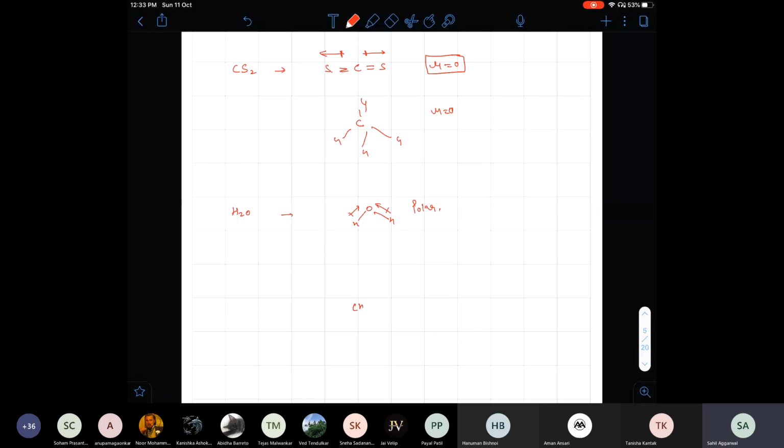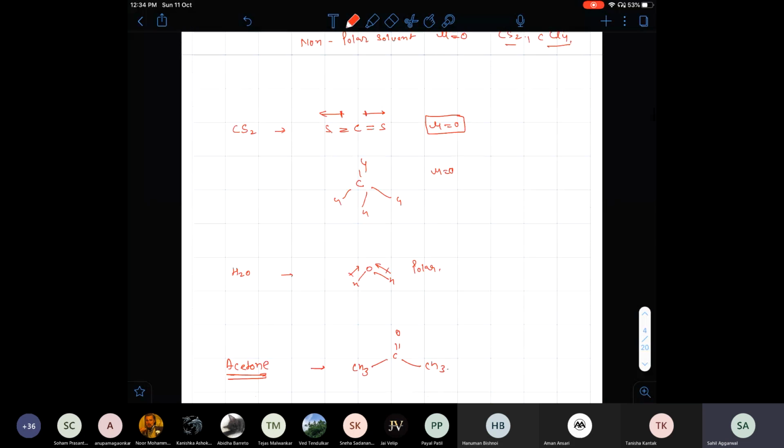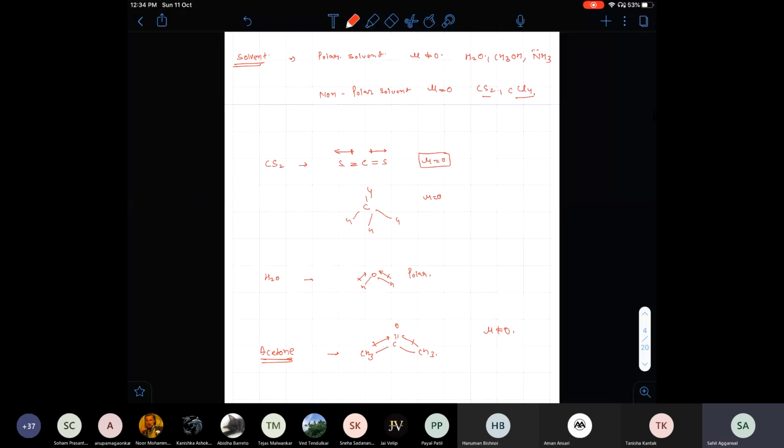Acetone. Acetone is polar or non-polar? अगर आपको नहीं भी पता है, most of the students को you can remember these examples because polarity एक बड़ा टॉपिक है, उसको करने में टाइम लगेगा. That too it is from inorganic. Polar.